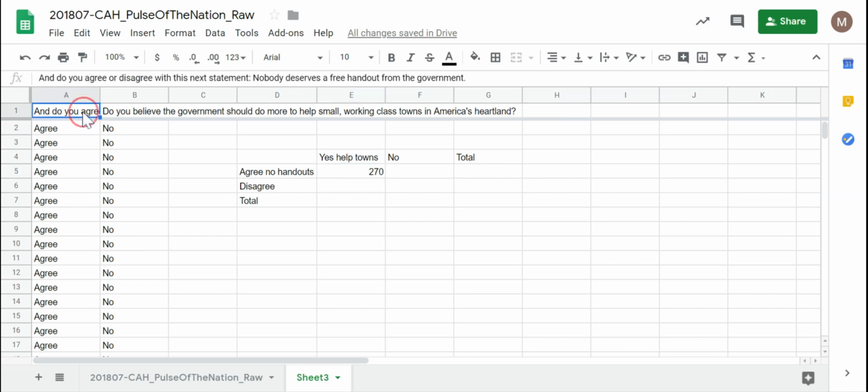270 people agree that nobody deserves a free handout from the government, yet somehow think we should be doing more to help small towns by presumably giving them handouts. These 270 people could not wrap their head around the question.